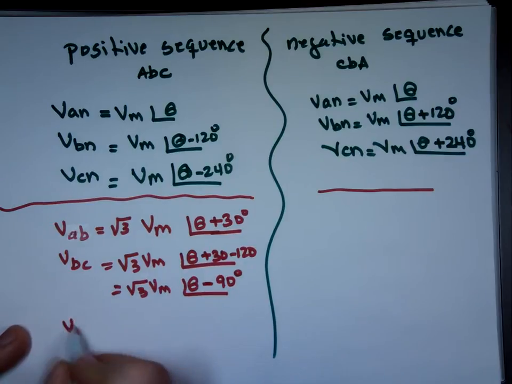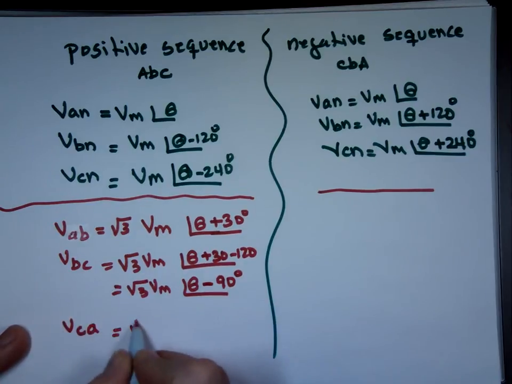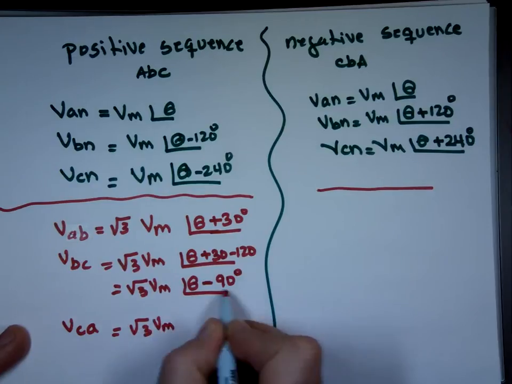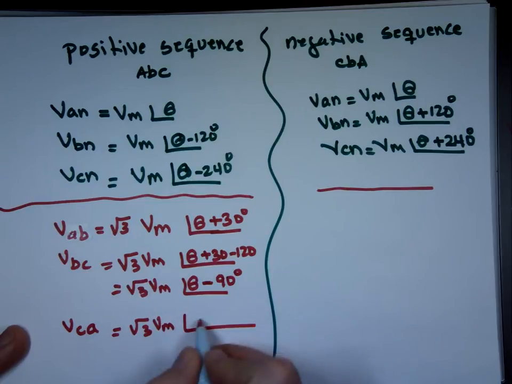And the next one, VCA, is going to be the square root of 3 VM, and you subtract another 120 from this. What's negative 90 minus 120? Is it negative 210?